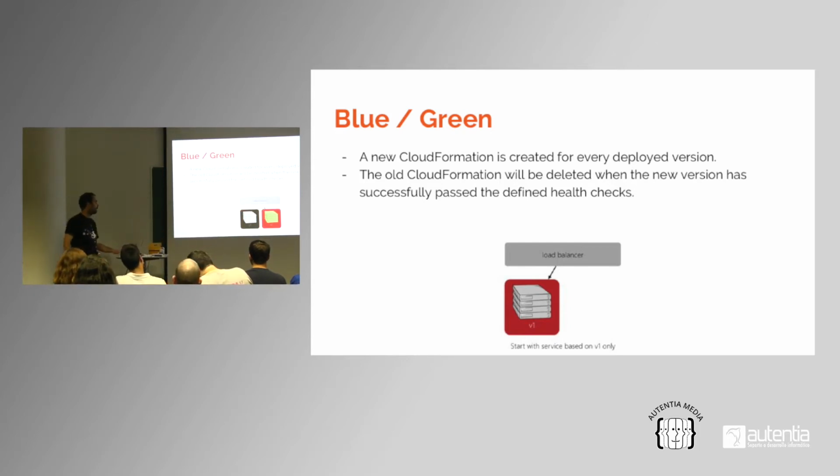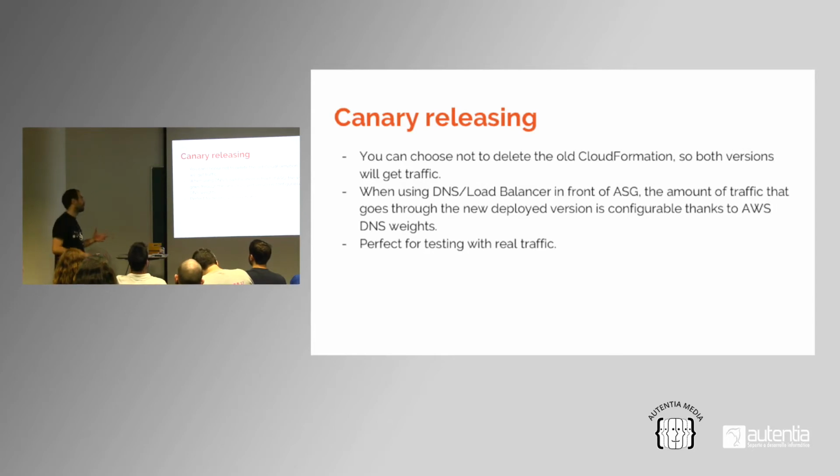But this part of removing the old version and keeping only the new one is optional, because Wimpy also supports something like canary releasing. This means that you can select to not remove the old CloudFormation with the old version and choose how much traffic you want to send to the new version. So you can have both versions in production running side by side and decide if the new version is getting just 20% of your traffic because you want to test something.